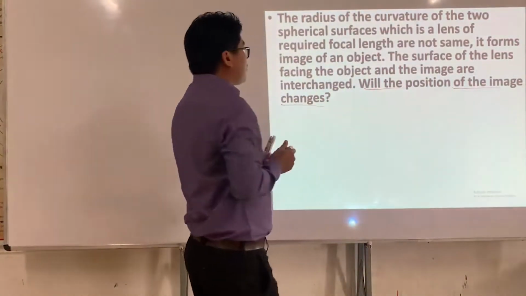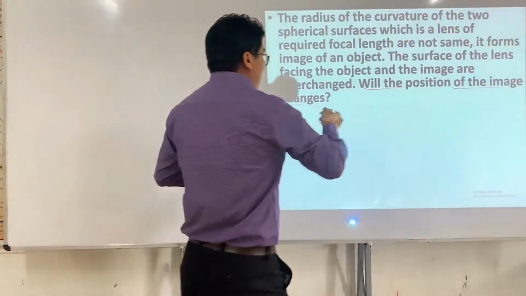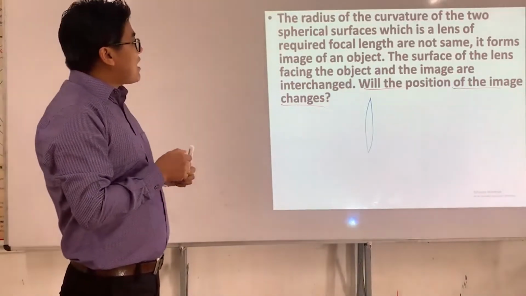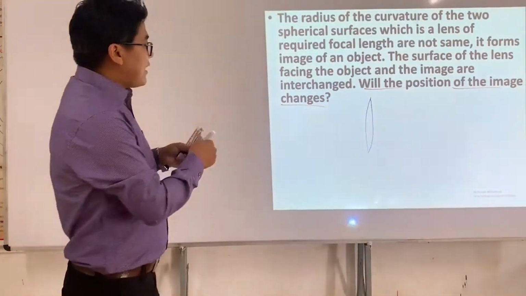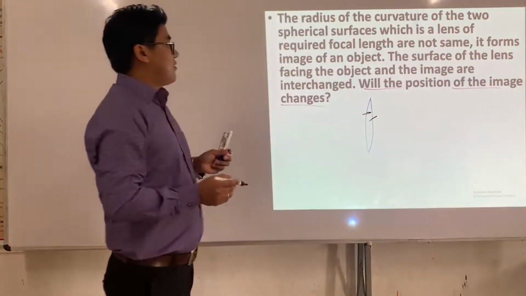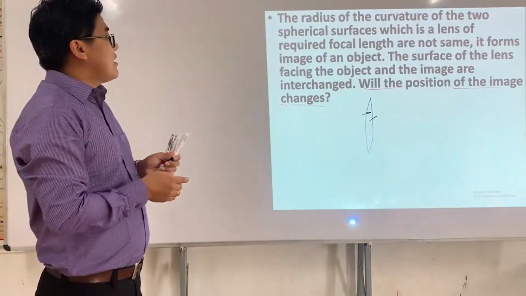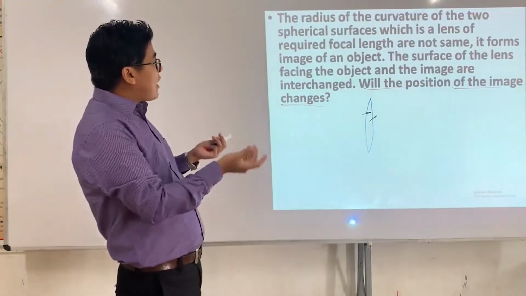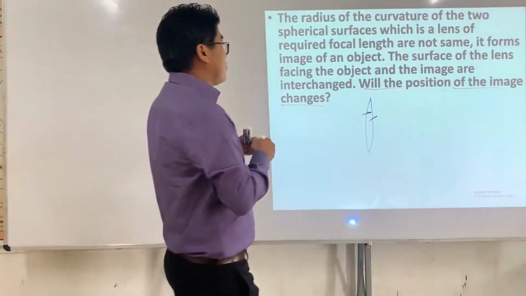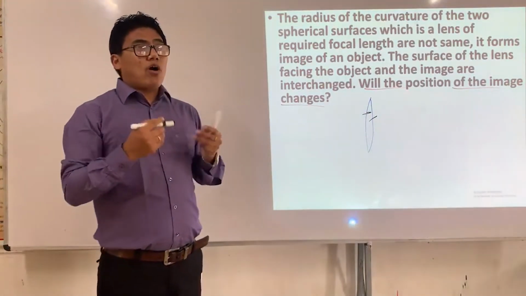So to answer this, first you have to know what the problem is. The problem is that I have a convex lens, a spherical lens, and these two curvatures have different radii. So if I interchange them, will the focus or focal length remain the same or not? To do this, it is all about designing a lens. So how to design a lens?